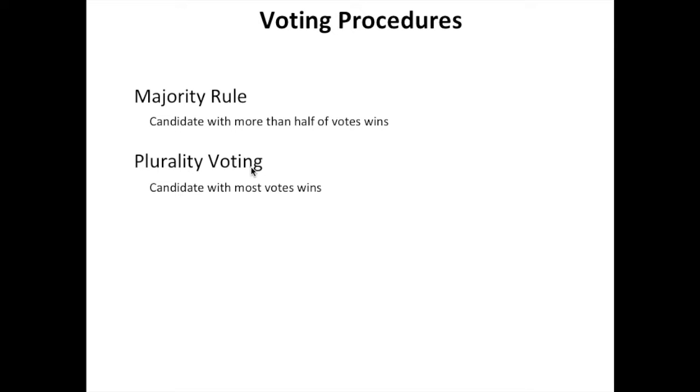Voting procedures. Majority rule. Majority rule is when a candidate who has more than half of the votes wins. Once you have the majority, being 50% of the voters plus one voter, you win. Plurality voting is a little bit different. That's where the candidate with the most votes wins. You're probably thinking, what's the difference between these two?